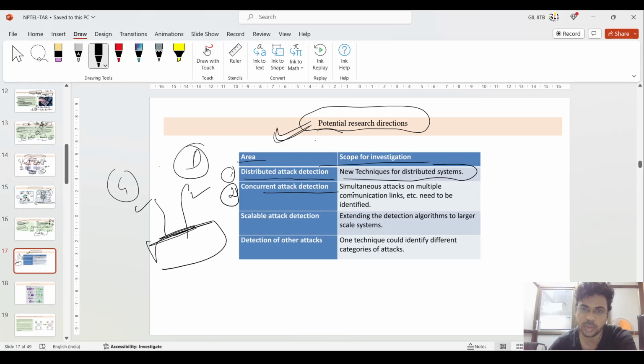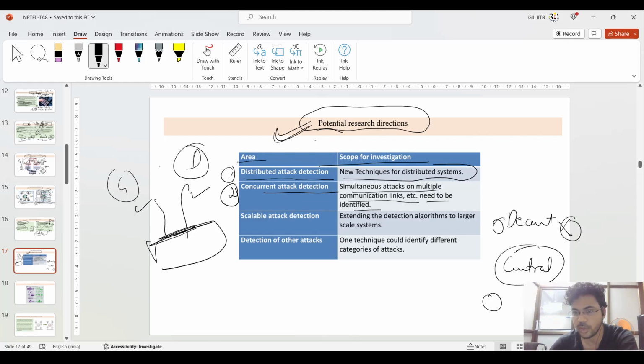Second is the concurrent attack detection, which is happening on a concurrent basis. That is a simultaneous attack on multiple communication links, which needs to be identified. Suppose, as I have explained in the decentralized system, you have a central system and you have certain pockets also. If the pockets' security got compromised, you have a central system. What happens if both systems got compromised in the same situation? That kind of concurrent attack detection is one of the research areas.